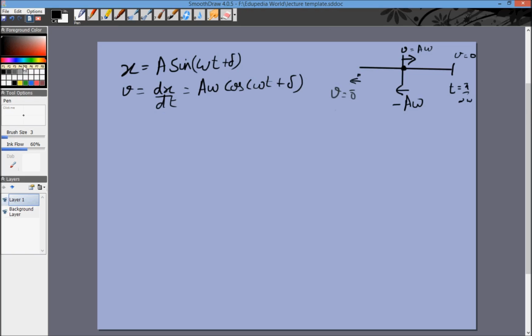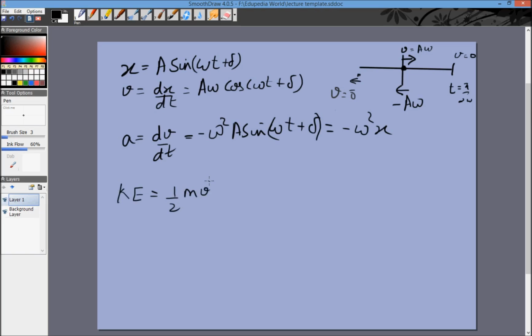So if we know x as a function of t, we can find out v as a function of t. That's something we already knew. a will be dv by dt. So there will be another omega, and it will be sine, and there will be a minus sign. So it will be minus omega square A sine of omega t plus delta. And no surprise, this is actually equal to minus omega square x. So we see that if a is minus omega square x, then this is the general form of the equation that will follow.